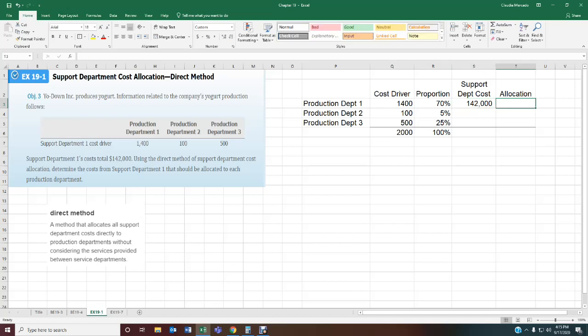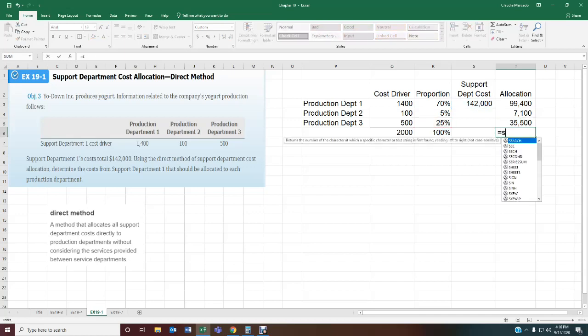So to get my allocation, what am I going to do? Well, I'm going to get my cost times my percentage in proportion. Okay, so we're going to do the same thing: the cost times the proportion for the production department 2. Department 3, cost times proportion for production department 3. And that will give us a total.